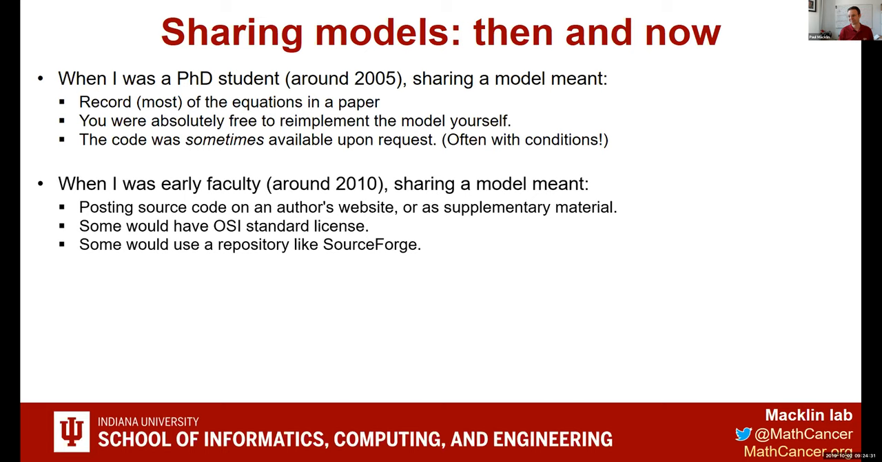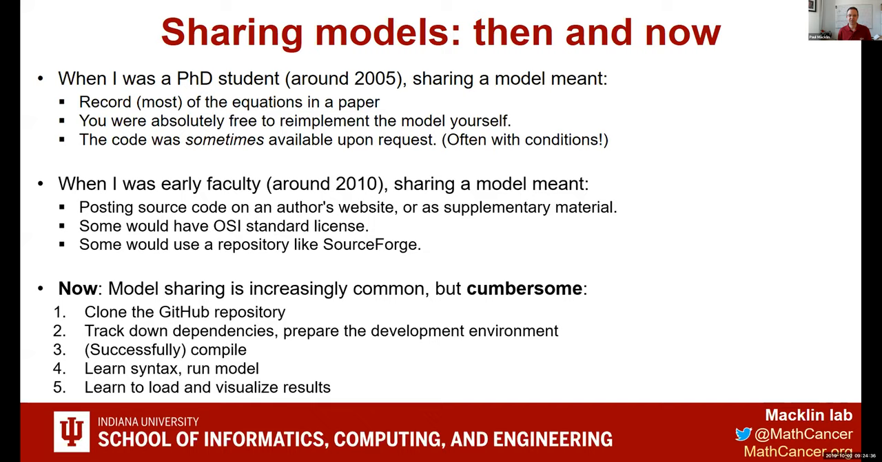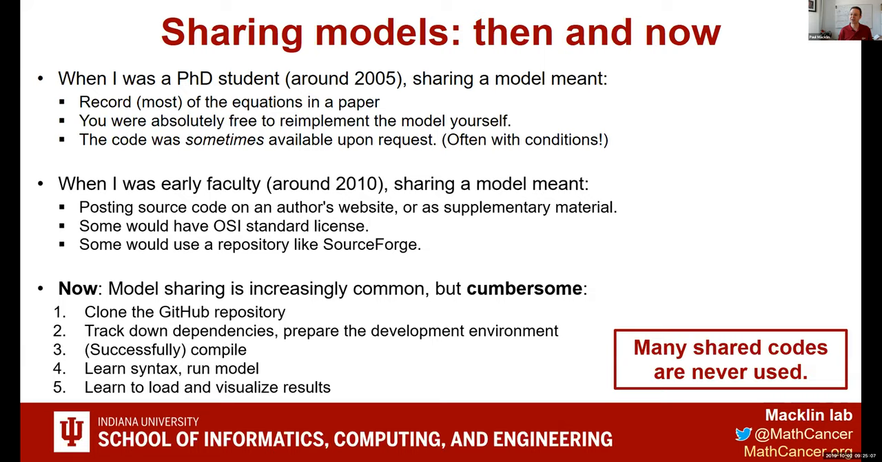And here, in fact, this brings us to where we are today on reusability. You usually share your model on GitHub, which is great. You have a standardized license, that's great. So you go and you clone the repository, you track down all the dependencies, which may be a game killer right there. You might successfully compile. So if you make it past step three, you're already more reproducible than most models. Then you have to learn the syntax and actually run the model, and then learn how to load the data and visualize the results. So you pretty much still have to hire a postdoc to actually reproduce any results. And the net result is many codes that, even if they're shared, are never actually used. So I think this is a big problem.